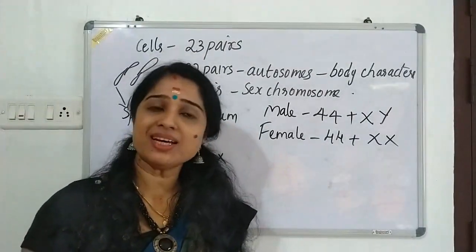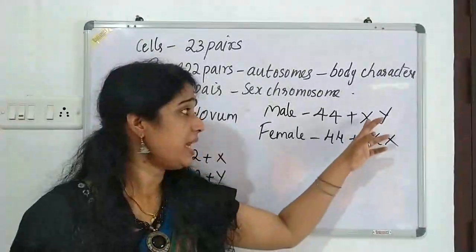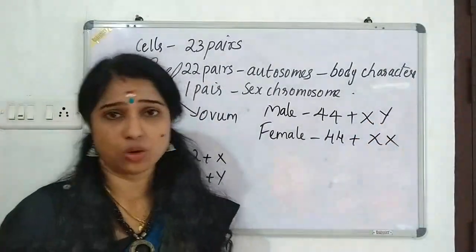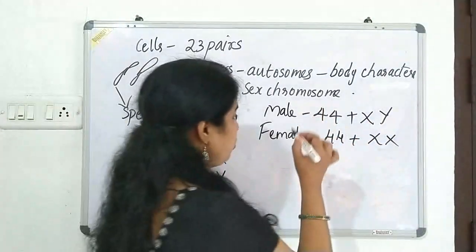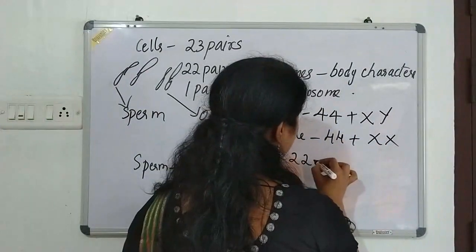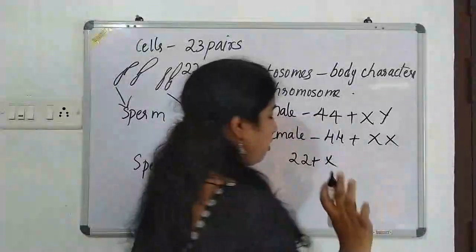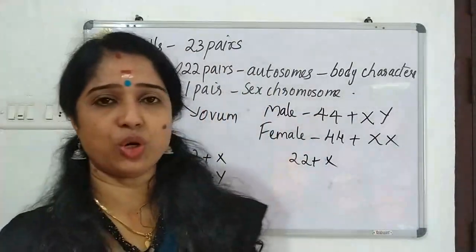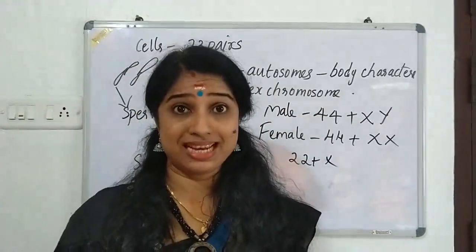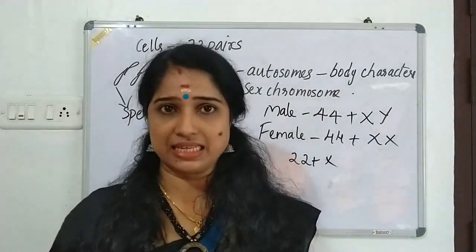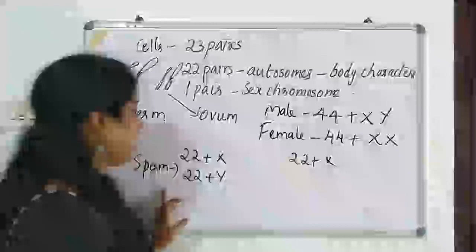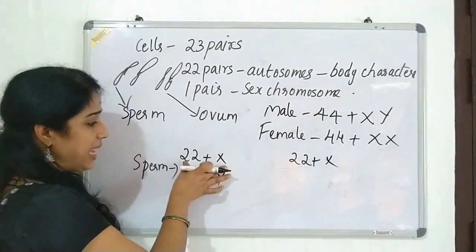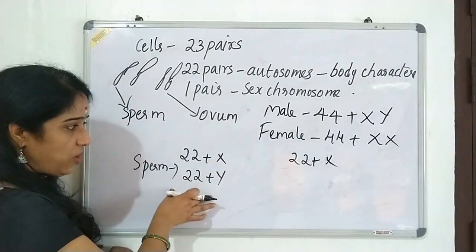But in the case of female, there is no such problem because female is having only X chromosome. So the egg will have 22 plus X. All the X are having the same type of chromosome number, chromosome style also, 22 plus X. But in the case of sperm, it is not like that. Some sperms 22 plus X and some sperms 22 plus Y.